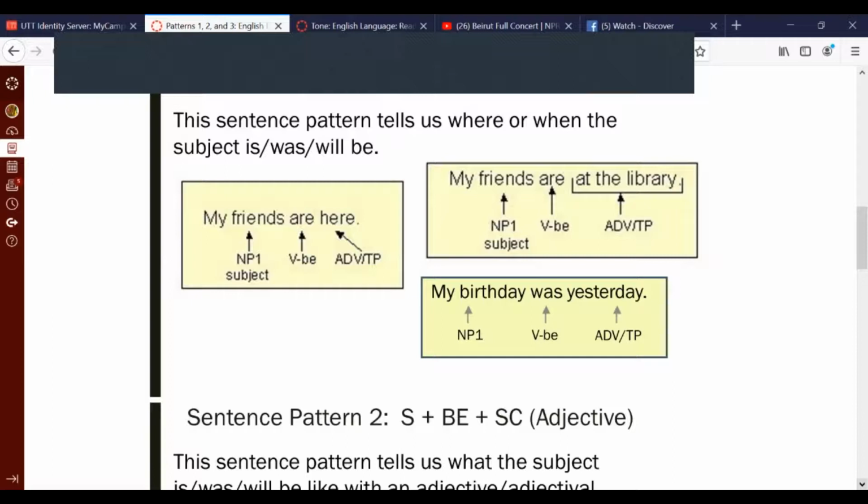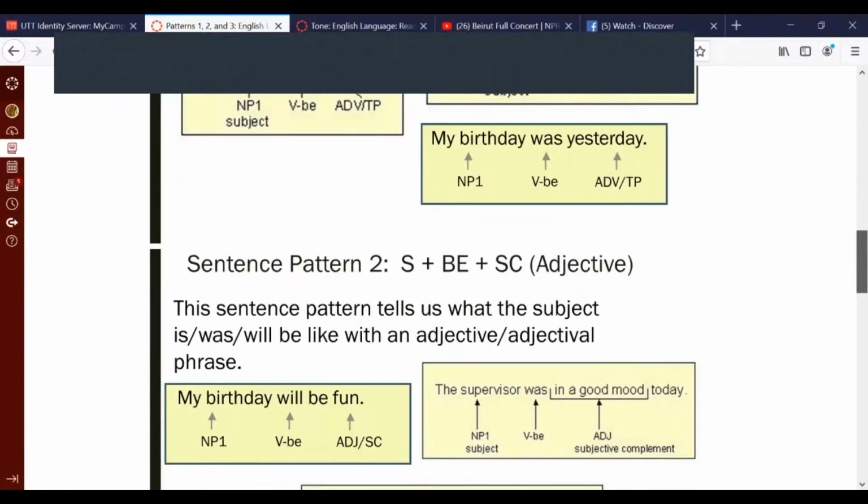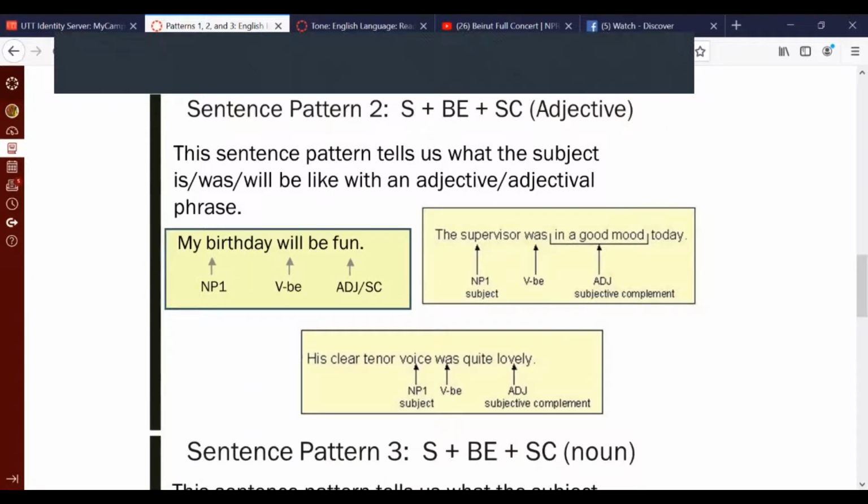So in the first one, the verb is like an equal sign, right? So you can read it as my friends equal here. So my friends are here. My friends are at the library. It tells us a simple one-to-one relationship. Right.